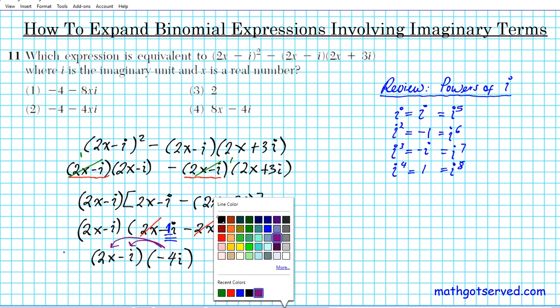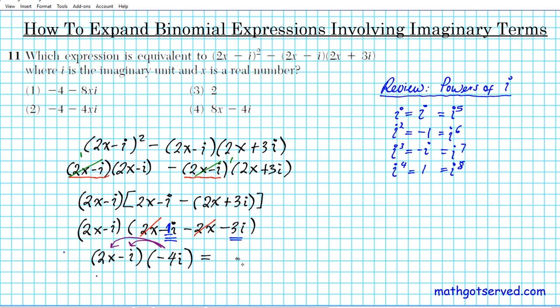So when we multiply that out, we're going to have, let's see, 2 times 4 is 8. 8xi, actually it is minus 8xi, and then this minus times the minus in the center becomes plus 4i squared.